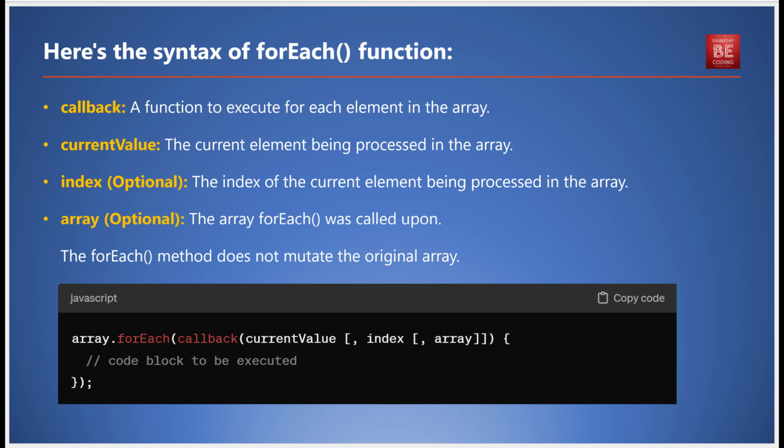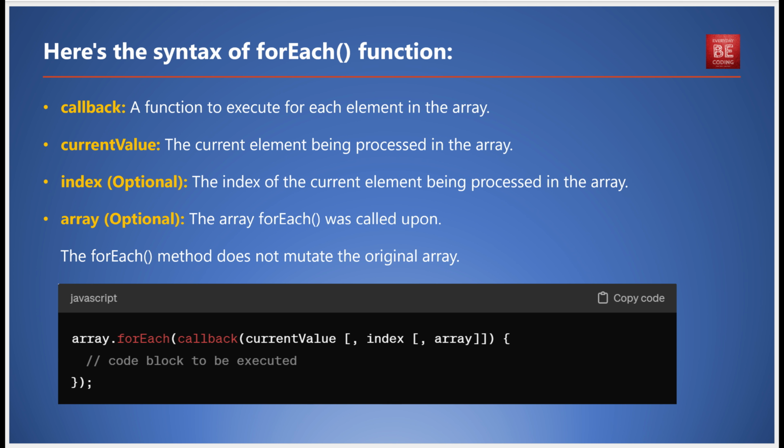The syntax of the forEach function is quite straightforward. Imagine you're commanding an array to perform a specific task for each of its elements. In JavaScript code, it would look like this: array.forEach(callback(currentValue, index)) { // code block to be executed }. Here, callback is the task you're asking to be performed. It's a function you provide to be executed for each element in the array.